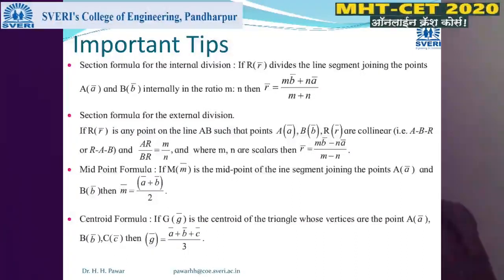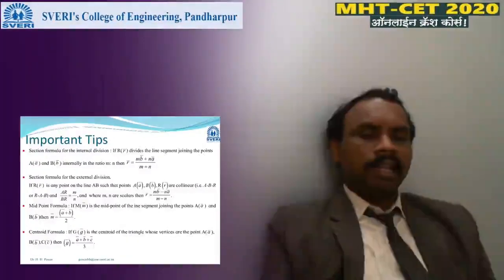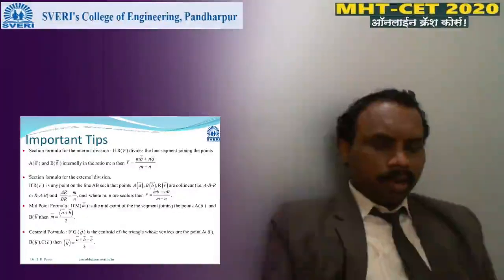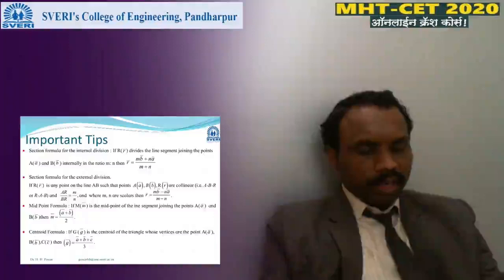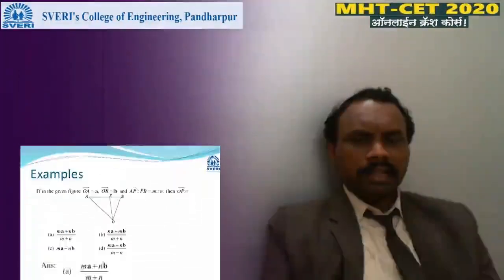And also the centroid formula: if G bar is the centroid of a triangle whose vertices are the points A, B, C, then G bar is obtained by A bar plus B bar plus C bar divided by 3. All these formulas are important for MHT-CET. Definitely one question will be asked on this section.